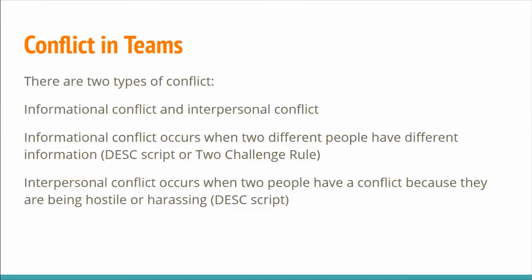So there are 2 different types of conflict that exist within teams. There's informational conflict, which is a result of when 2 different people have different information, and this conflict can be resolved using the DESC script or the 2-challenge rule. And there's also interpersonal conflict, which occurs when 2 people have a conflict because they are being hostile or harassing, which is also resolved by the DESC script.